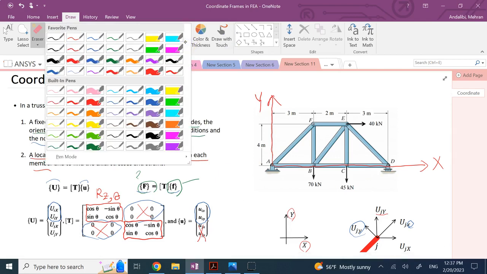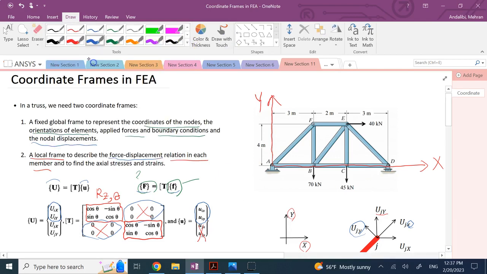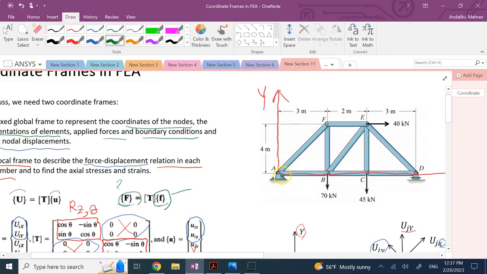So let me use a thicker marker, or maybe this color. So for global coordinates, this xy is good. What about local ones? So for member AB, the local one starts here. For member AF, again, it can start on A, but it is going to be rotated like that. For member BC, it is going to be like this. For member BE, it's going to be like this. For BF, it's going to be like this, and so on and so forth, right? You have one here, you have one here, and then you can have, for example, one here, right?